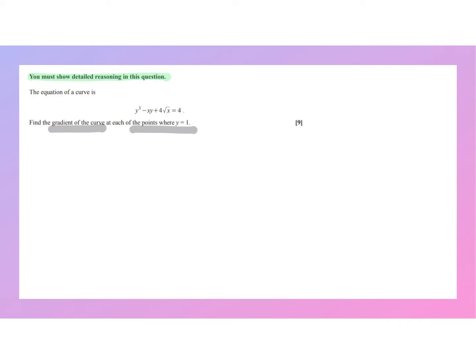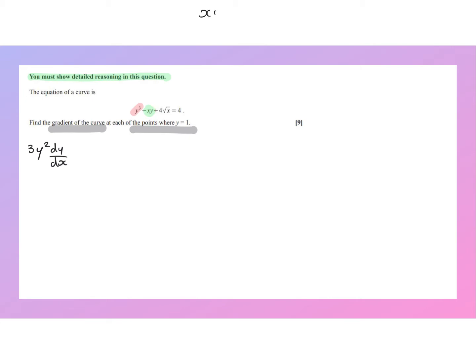The first thing I'm going to do is differentiate, and we've got to differentiate implicitly here. So remember, we must never write dy by dx equals, we've got to differentiate each term as it stands, going left to right. So first of all, we're differentiating y cubed, so that's going to become 3y squared dy by dx. We're then differentiating the minus xy term.